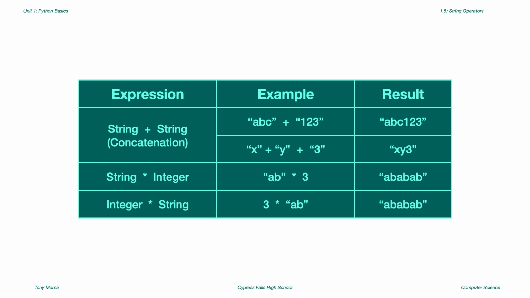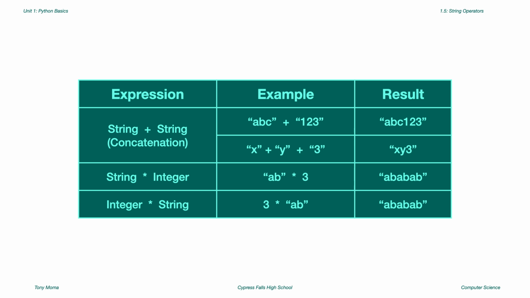Likewise, the multiplication operator, when used on a string, does not have the same meaning as it does when used on two integers or two floats. When I multiply a string times an integer, I'm telling Python to repeat that string a number of times equal to the value of that integer. For example, multiplying the string AB times 3 asks Python to repeat AB 3 times and make that one string. As you can see in the table, the order does not matter. Whether I do a string times an integer or an integer times a string, the meaning is the same.